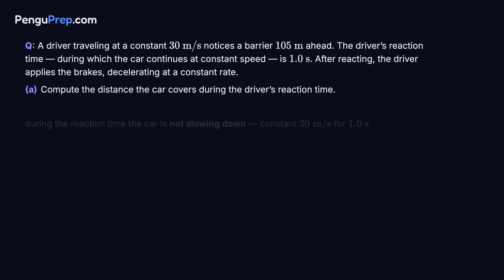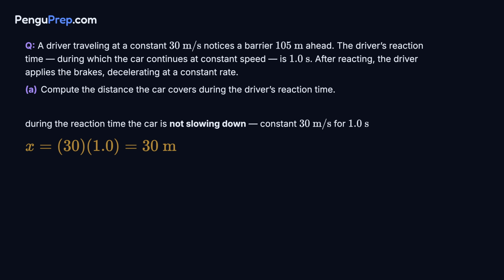For part A, during the driver's reaction time, the car is not slowing down, so it has a constant velocity of 30 meters per second. And it does that for 1 second, which means that it will cover 30 meters.